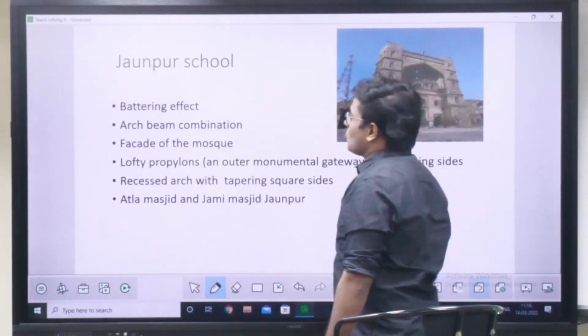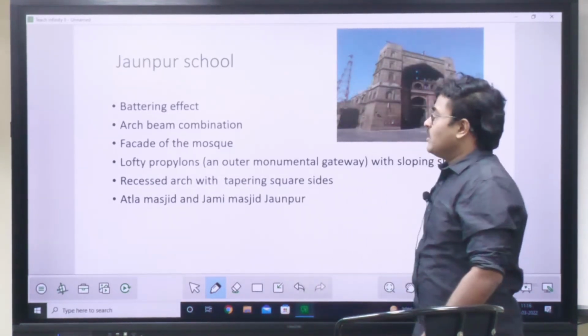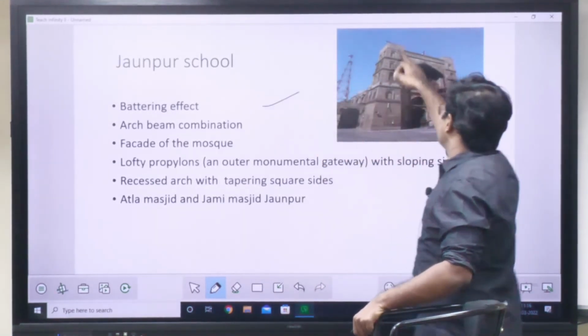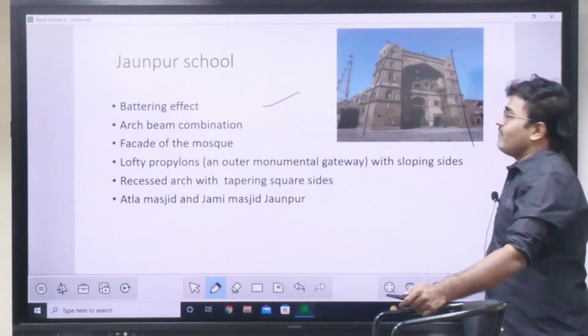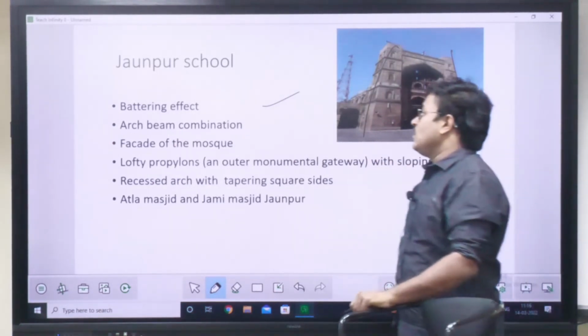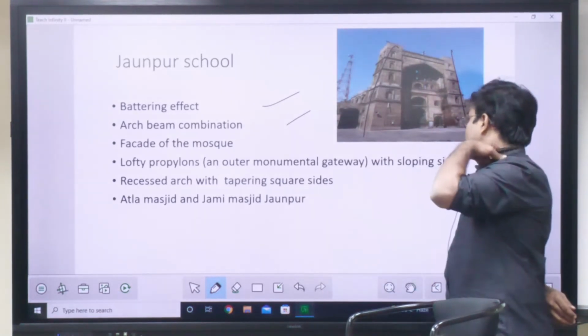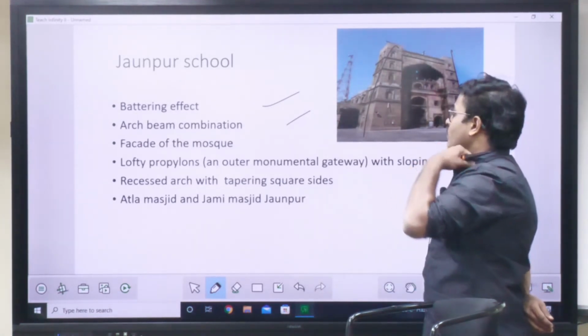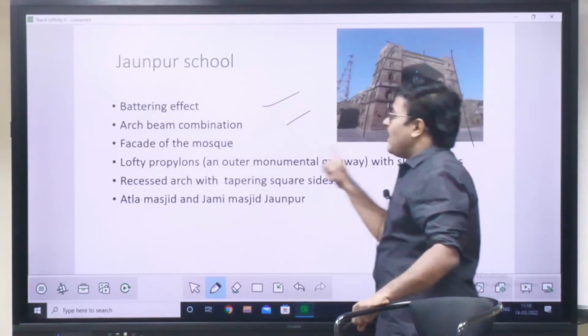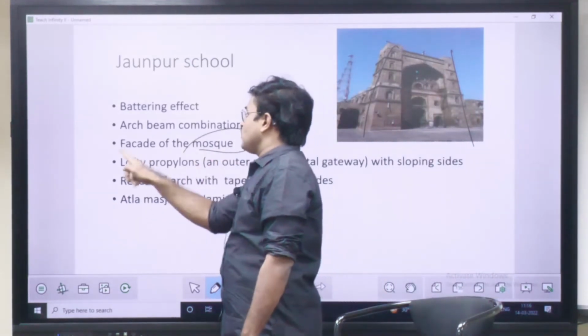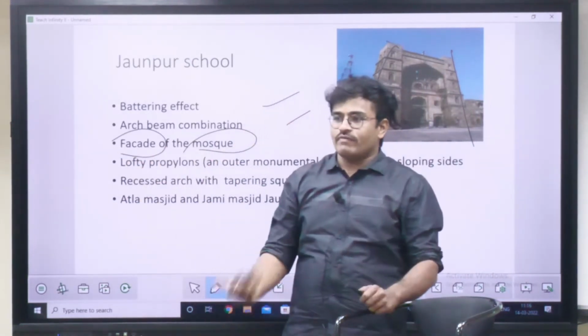The next one is Jaunpur school. Not very important. Battering effect is one. You see the battering effect. Then arch and beam combination they used to use. And along with the arch beam combination, their main focus is, rather than the internal structure, the facade of the mosque is more important for them.